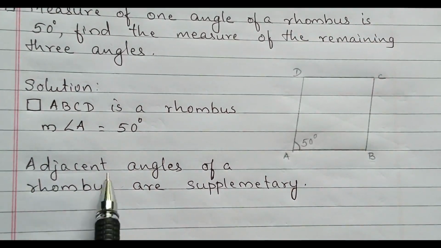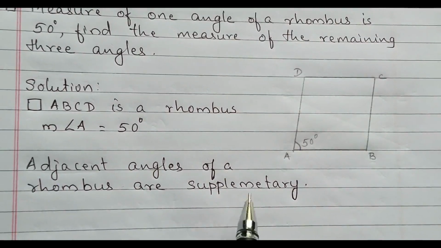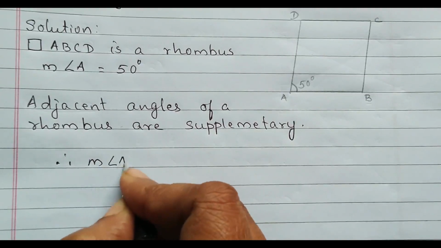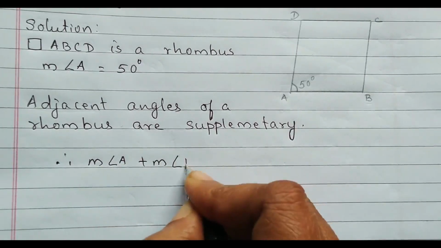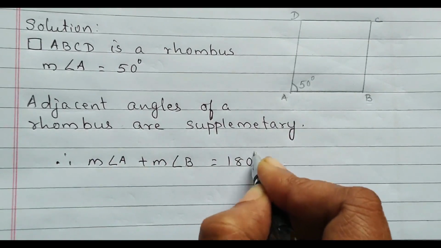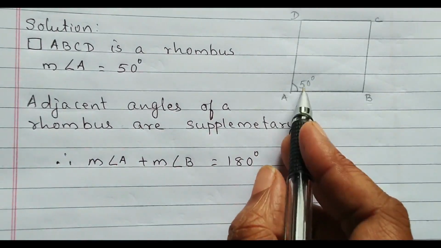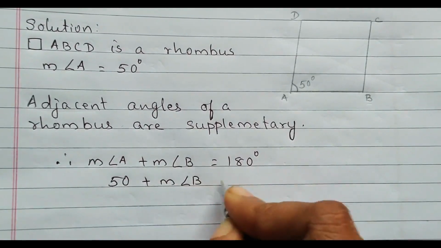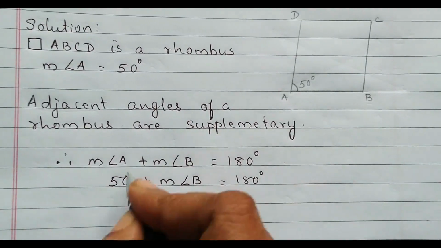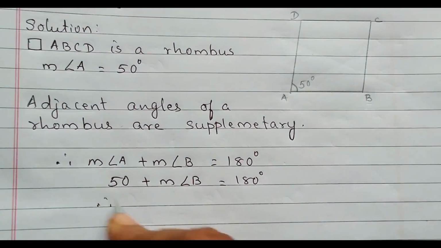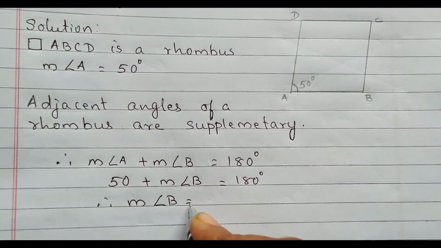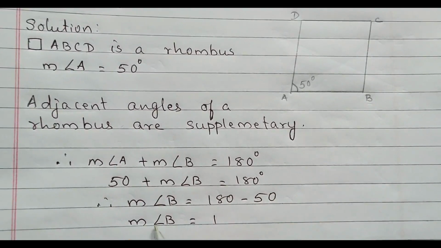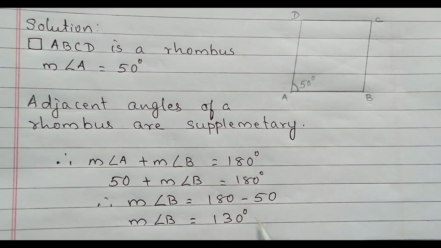Now in a rhombus, the adjacent angles are supplementary. Therefore, what we can write? Therefore, measure angle A plus measure angle B is 180 degree. Measure angle A is 50 degree. So you get 50 plus measure angle B is equal to 180 degree. Therefore, measure angle B is 180 minus 50. So measure angle B is 130 degree.